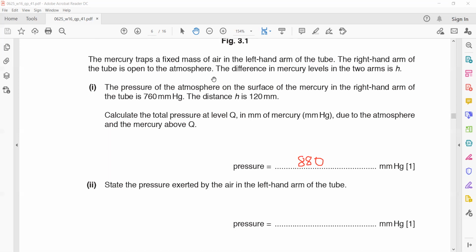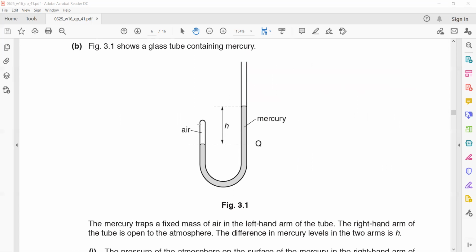So what is the pressure exerted by the air? Because it's a manometer, pressure due to air balances with pressure due to mercury and pressure of the atmosphere. So pressure of the air is equal to pressure due to mercury, the liquid, plus pressure of atmosphere. Pressure due to liquid is 120 and pressure of atmosphere is 760. So when we solve, we will get the same answer, which is 880 millimeter.